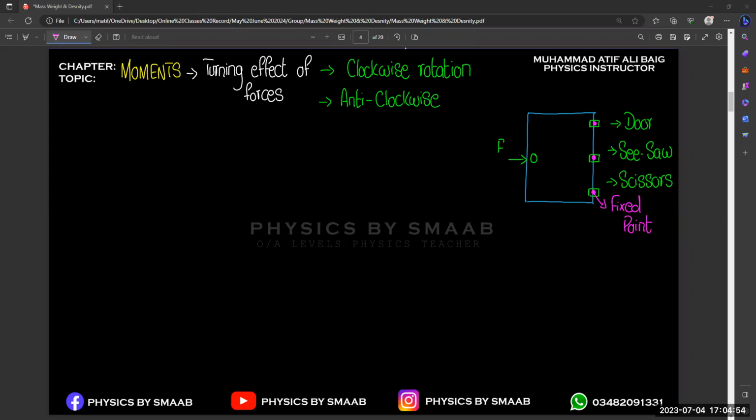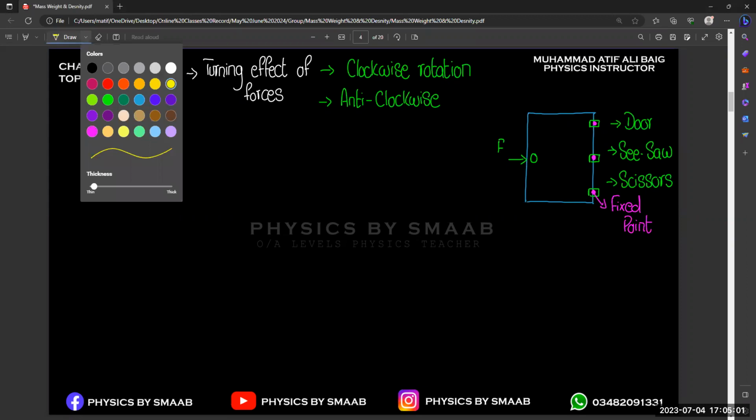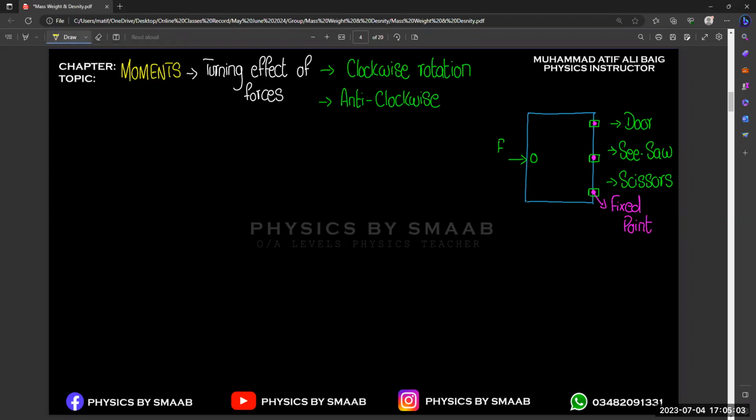Okay, so when we are talking about a fixed point, we need a scientific term for it, because we are not going to use the words fixed point. We use a term known as pivot point, or simply pivot. So basically, pivot is used for a fixed point whenever we are talking about any example, because in this topic we are going to solve different types of examples from our daily life. So first of all, we need to find the pivot point.